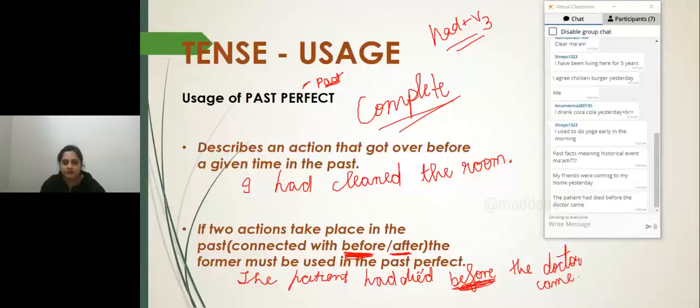So the first one will be in past perfect. Usually when we combine sentences like that, when there are two actions, the first one which got over has to be in past perfect form. And usually you will see these sentences are connected with before or after. Okay.